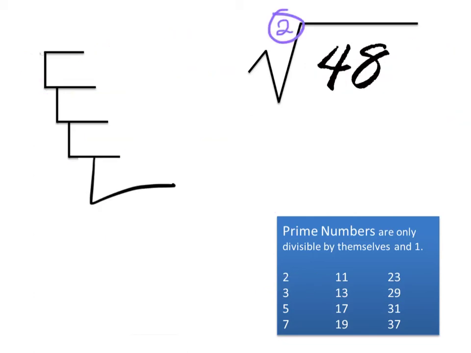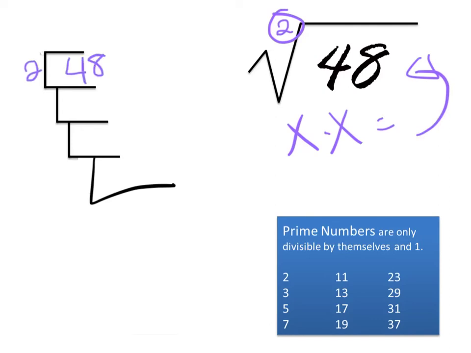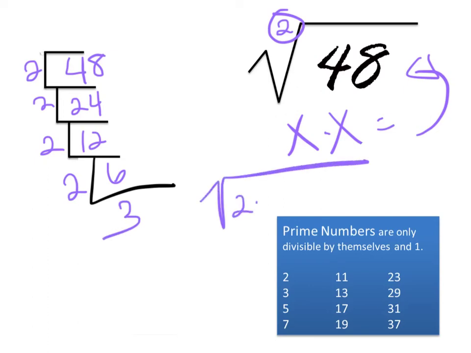So what if our number just doesn't work right? Let's try the square root of 48. Again, what times itself equals 48? We know that 48 is divisible by 2, gives us 24. 24 is divisible by 2, gives us 12. 2 goes in there 6. 2 goes in there 3.